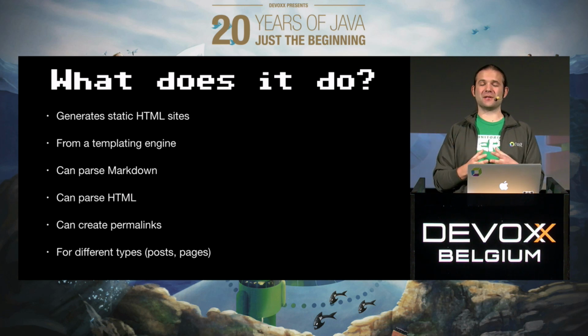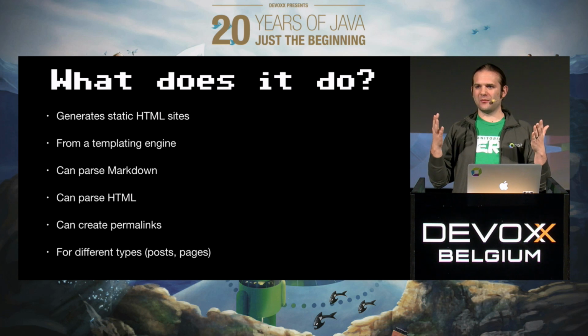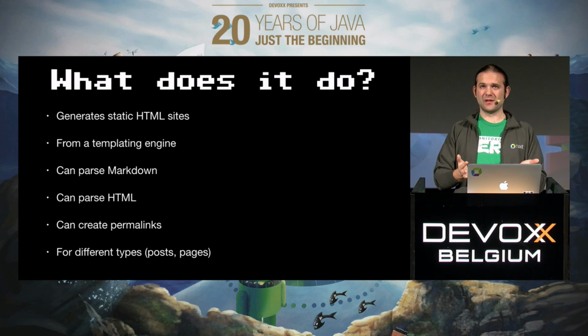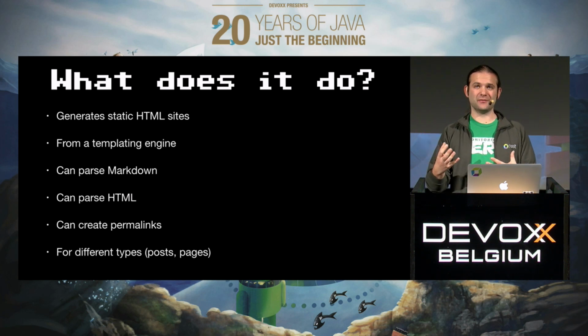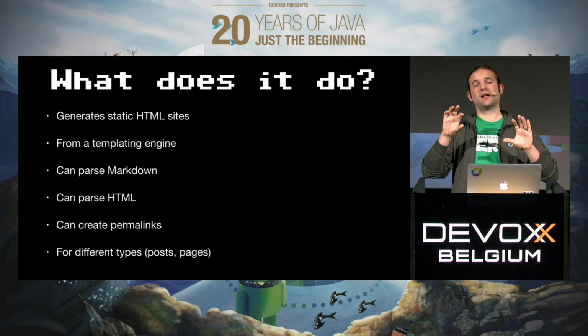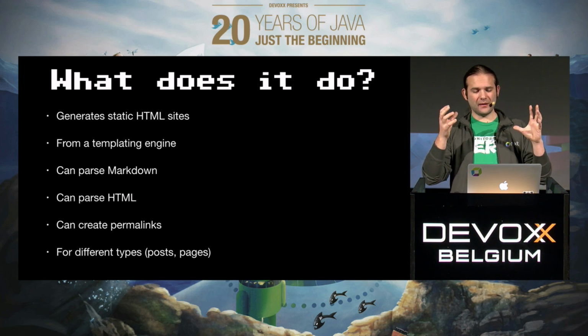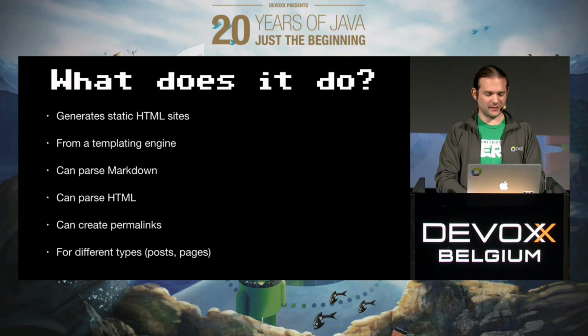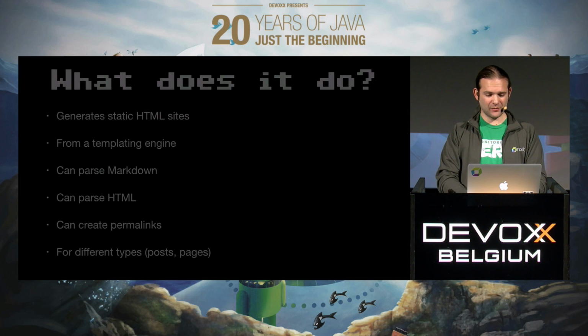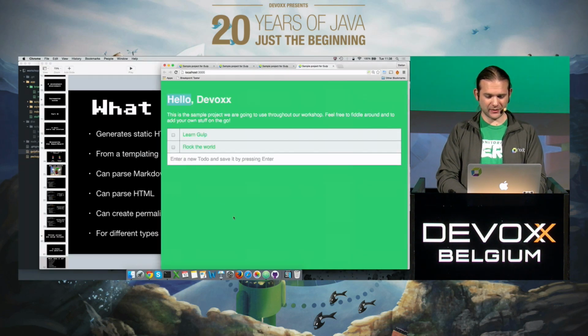So what we are going to do is write our own kind of blog system or article system where we can write in one syntax like Markdown or in basic HTML, and we can create static sites out of it with extra permalinks so that it feels like a real site, with different types of content for posts and pages. One example that I can give you is my blog.